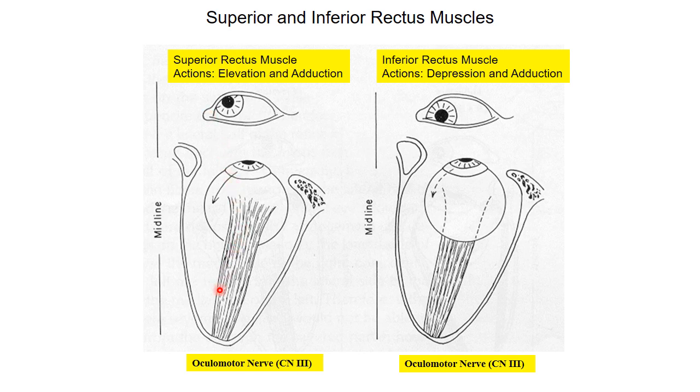And so what does the superior rectus do? Well, it's basically an elevator and an adductor. So it's going to adduct the eye and also elevate it a little bit. That's what the superior rectus does.